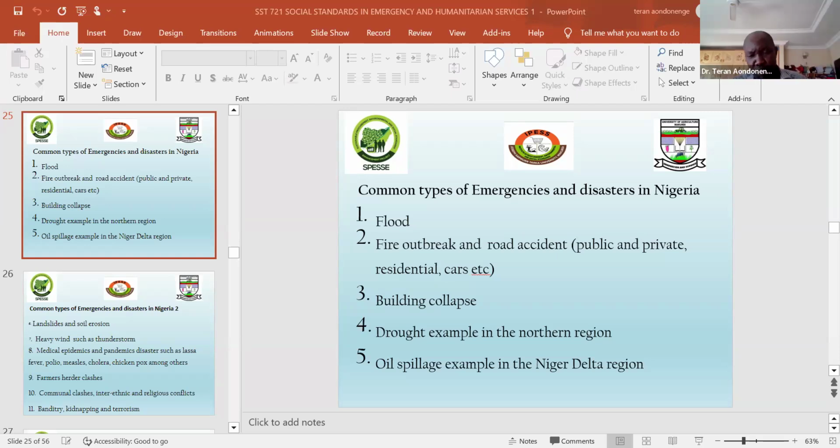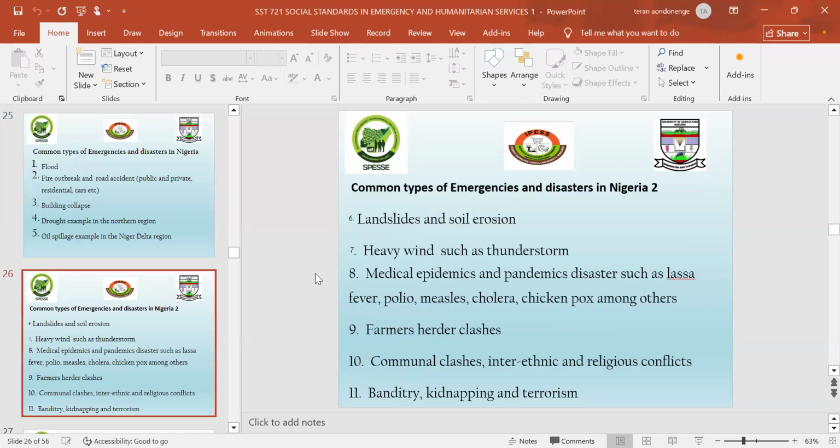Now look at what we mentioned on the common types of disasters. Look at it on the screen. Now you read what we have there. Okay, sir. Common types of emergency and disaster in Nigeria: flood, fire outbreak, road accident, public and private, residential, car, etc., building collapse, drought, example in the northern region, oil spillage, example in the Niger Delta. Okay, go ahead with this.